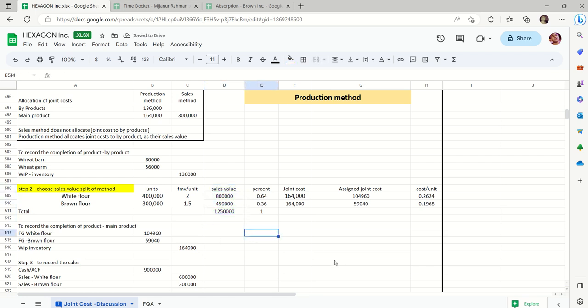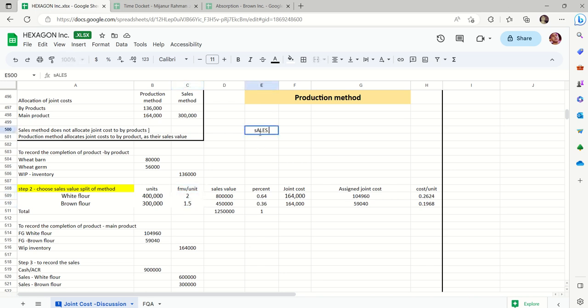Okay, and this is known as FMV, fair market value. Once we are given the fair market value, we would always use the sales value split-off method. So if we are given that information, we would use the sales value split-off method. Again, I need you to pay attention to this.